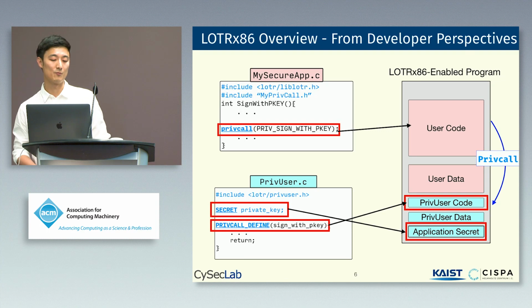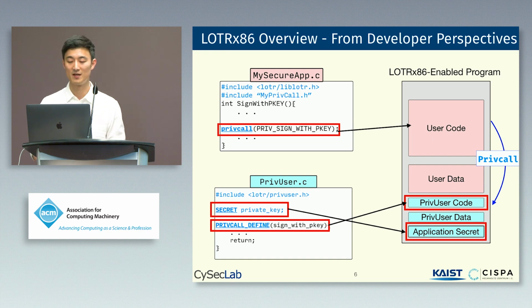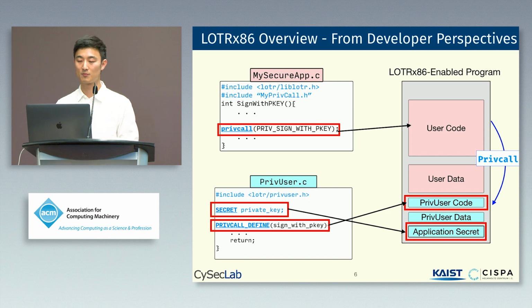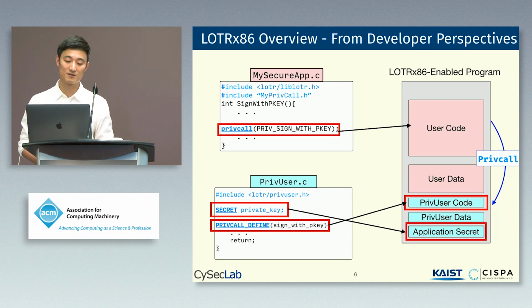This is what developing a program with LOTR x86 looks like from a developer's perspective. The overall concept and procedures are nearly identical to writing your own system call and using it in your program. The Privcall definition and invocation is intentionally modeled after the Linux kernel's system call interface. To incorporate LOTR x86 into your program, you as a developer must write the PrivUser side of the program in parallel to your main program. The secret is to be stored in the PrivUser memory space, and then you can start writing functions that do something useful with the secret. The Privcall define macro, which looks just like the kernel syscall define, is used to declare Privcall functions.